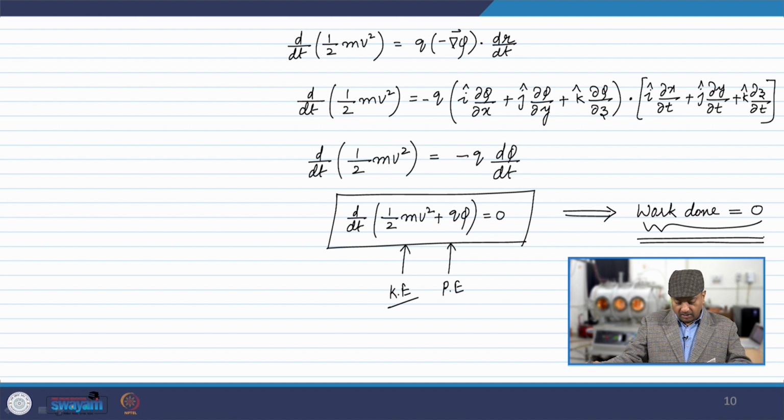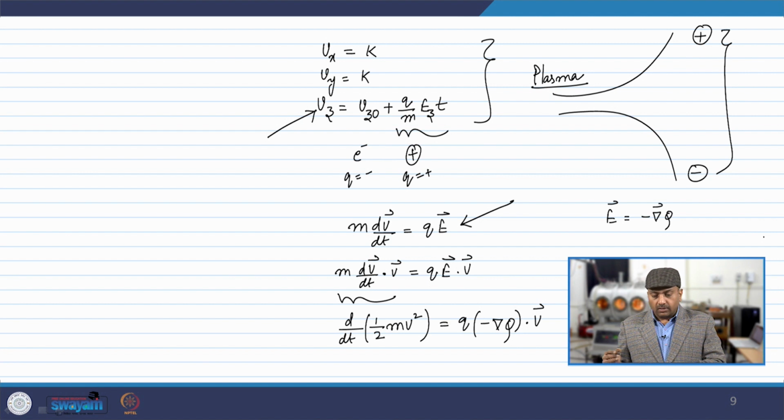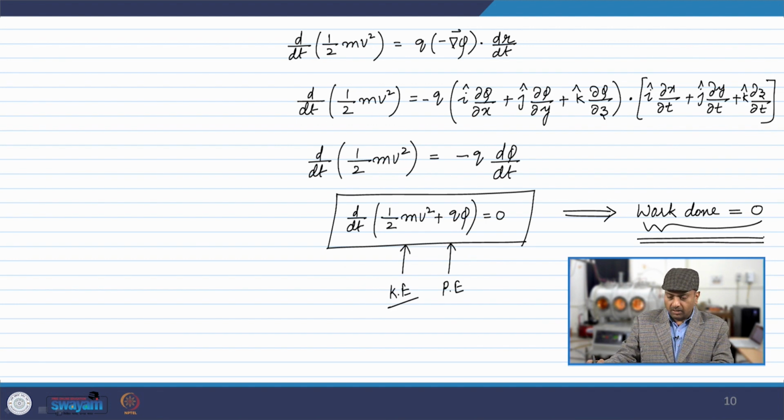The sum of kinetic energy and electric potential energy is 0 when the particle is experiencing a static and uniform electric field along one direction. Now, you must see we have simplified the case by considering the electric field only along one particular direction. Then we will move on to the next topic.